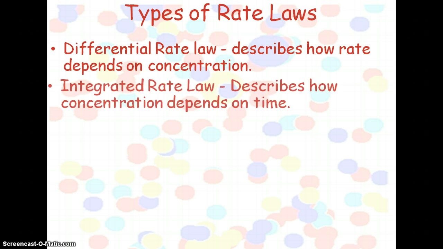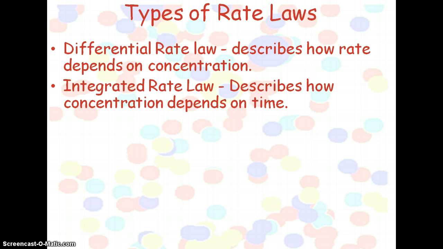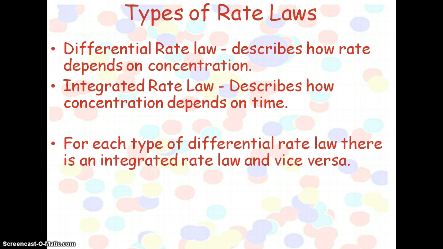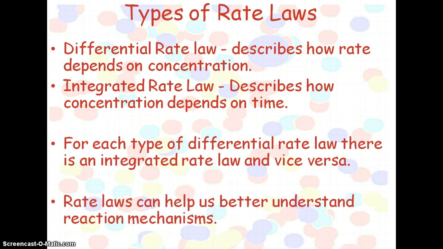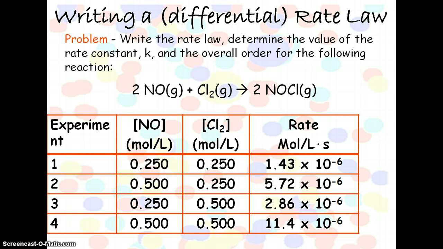All right, there are different types of rate laws. There's a differential rate law and an integrated rate law. The differential rate law describes how the rate depends on the concentration, and the integrated rate law describes how the concentration depends on time, so how it changes with time. So in number one, we're talking about the rate and concentration, and in number two, we're talking about the concentration and time. If you have a differential, you have it integrated, you can go back and forth, and the rate laws help us to better understand the mechanisms, or how reactions happen. All right, first let's start with writing a differential rate law.